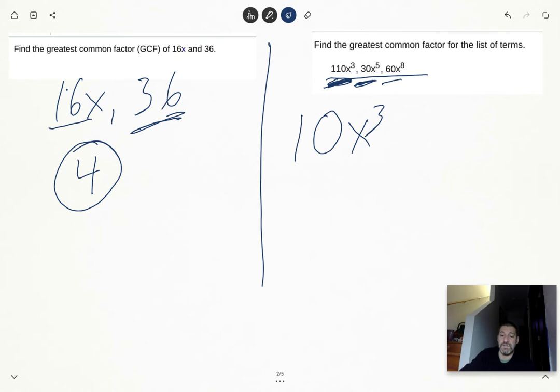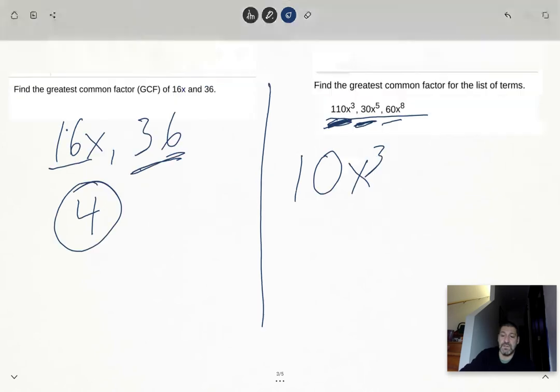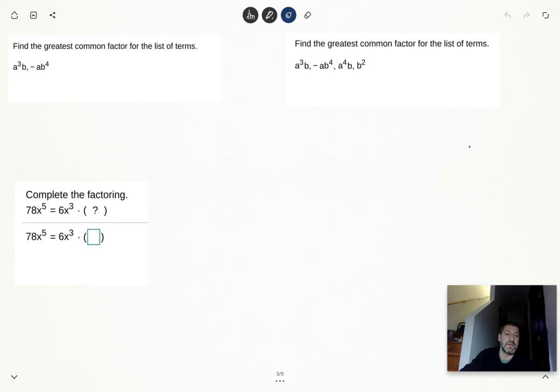Let's look at a couple more examples of that. We have a to the third b minus ab to the fourth. So what's the greatest number of a's that they have in common?